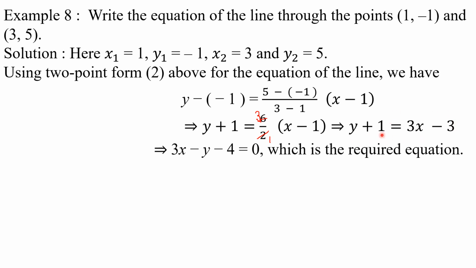Then what will you get? 3x minus y. Plus y becomes minus y here. Here plus 1 should also be transposed to the RHS, so minus 1. Minus 3 minus 1, what will we get? Minus 4 is equal to 0. Understood this equation, my children, which is the required equation. Understood this question, my children?